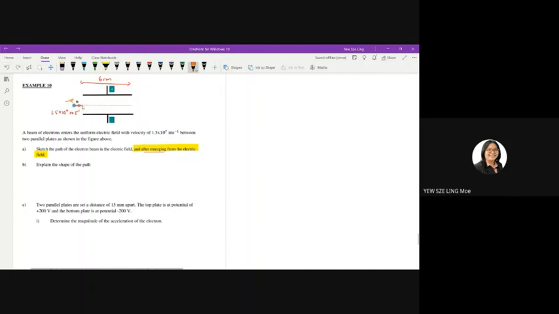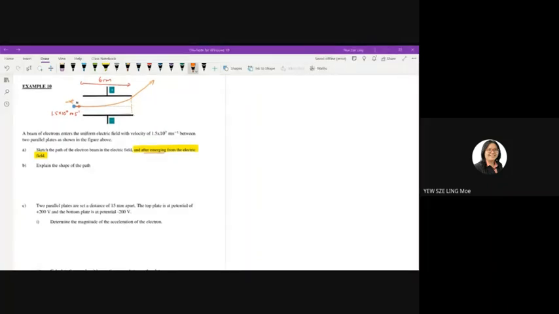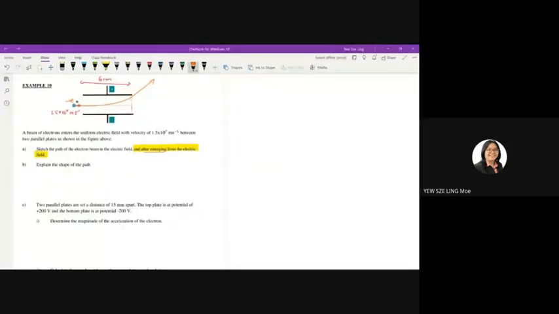So it deflects, curves, and then when it passes through this dotted line, it's no longer a curved shape. What happens right here? It is a straight line. So you need to sketch the path. Here is a curved line, and then here you draw it with a ruler. After it exits from the plate, after it passes through this dotted line, you use a ruler to draw it, to show that it is a straight line.